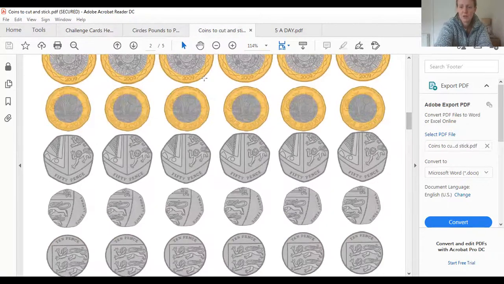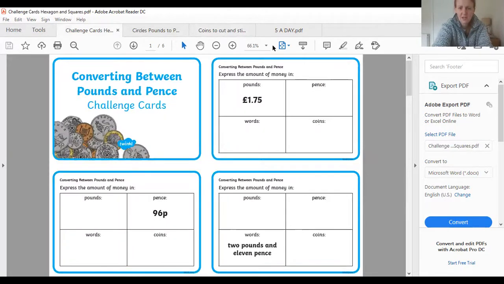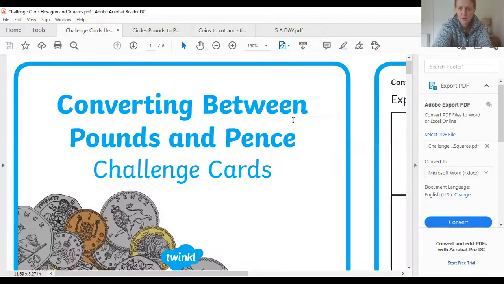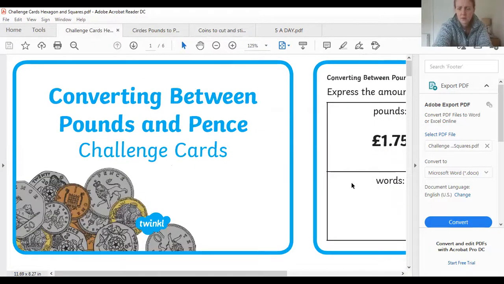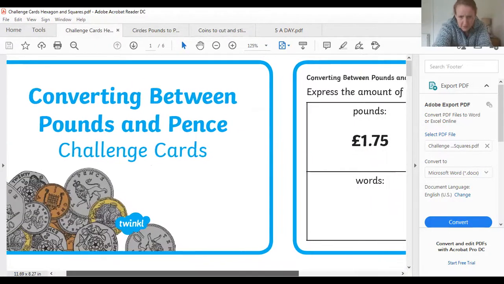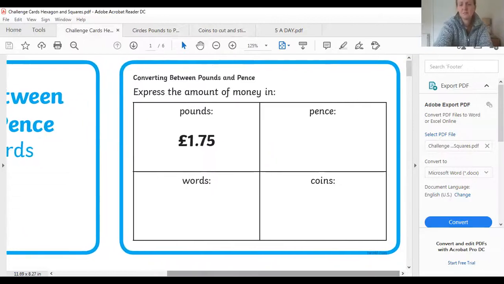So when you're doing the activity and you want to show the coins, you can either do it by doing rubbings like we did on Tuesday using your coins at home, or you could do it by cutting and sticking, and I'll show you what I mean. So on the challenge cards here, I'm just going to pick out this one here, make it a little bit bigger. And can I go across? There we go. So you've got a few of these.